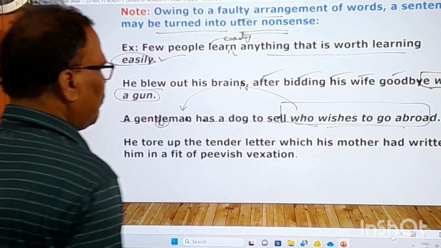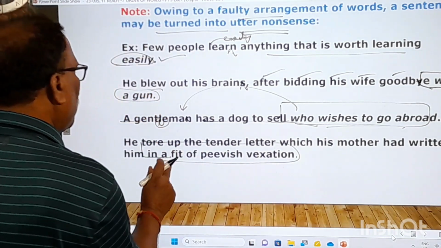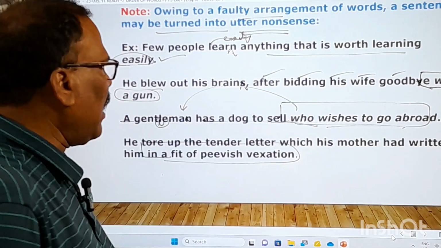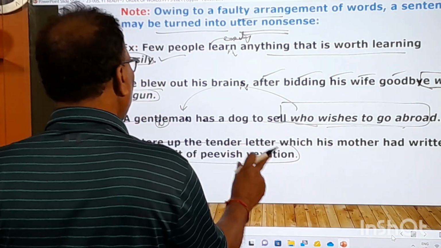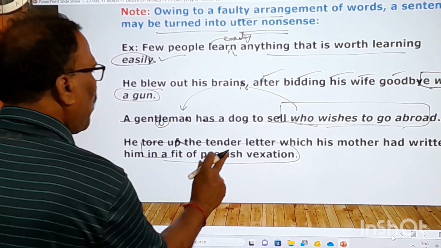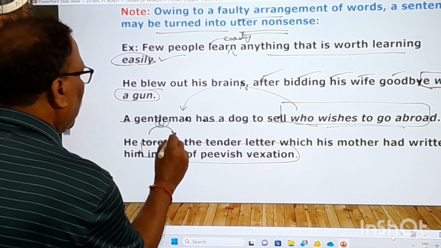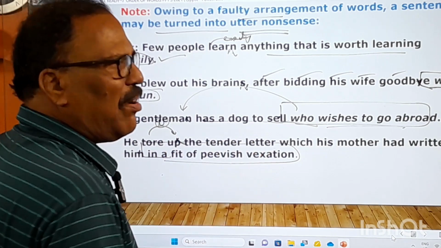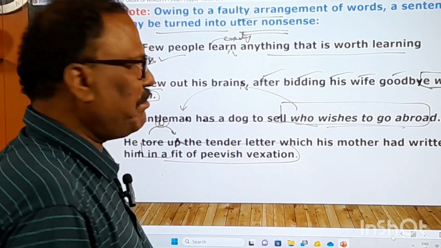And one more example: he tore up the tender letter which his mother had written him in a fit of peevish vexation. So here, in a fit of peevish vexation, these words are not supposed to be here. He tore up the tender letter, okay, which his mother had written him in a fit of peevish vexation. What should be there? He tore up what? He tore up in a fit of peevish vexation the tender letter, like that. He tore up in a fit of peevish vexation, in a fit of rage, in a fit of anger. What is that?